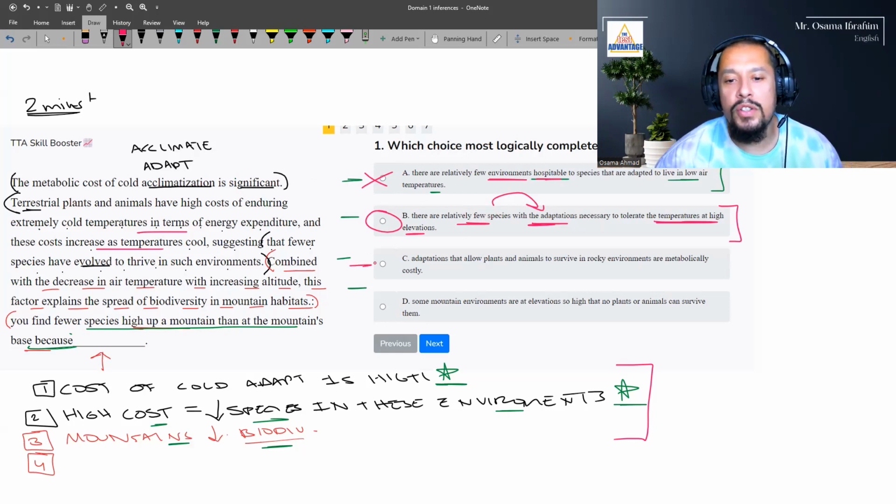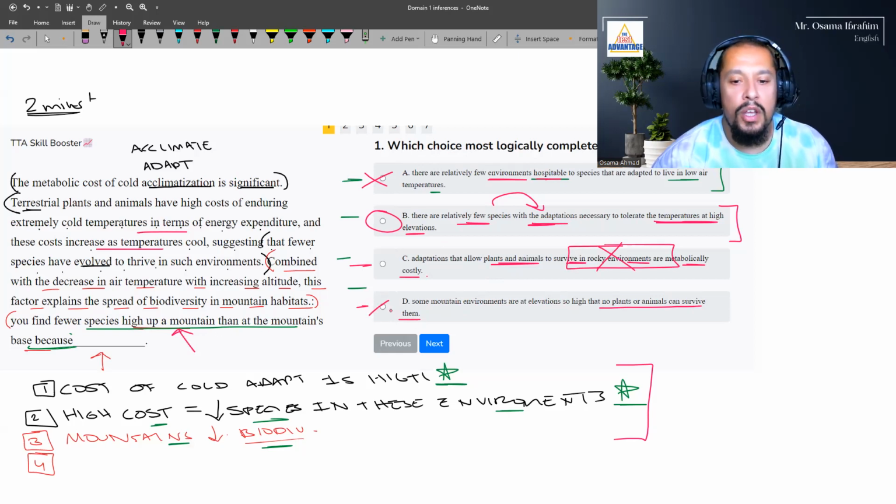If you look at answer C, adaptations that allow plants and animals to survive in rocky environments are metabolically costly. Well, actually, we're not really talking about rocky environments. We're talking about cold environments. And answer D, some mountain environments are at elevations so high that no plants or animals can survive them, but we're talking about areas where they can survive. So it's not about how high they are. It's about the cold.